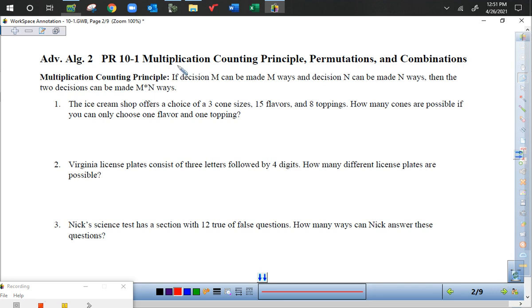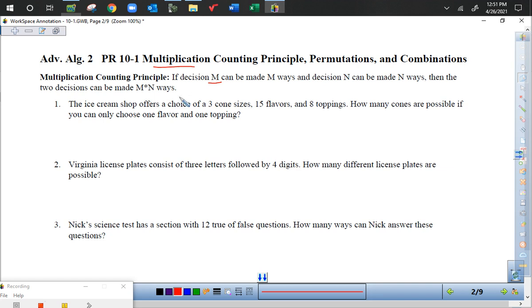And kind of like it says, it's going to involve multiplication. Okay, so here's the idea. If decision M can be made M ways and decision N can be made N ways, then the two decisions together can be made M times N ways. It seems a little bit messy, but what I'm going to do is explain it using this first example here.